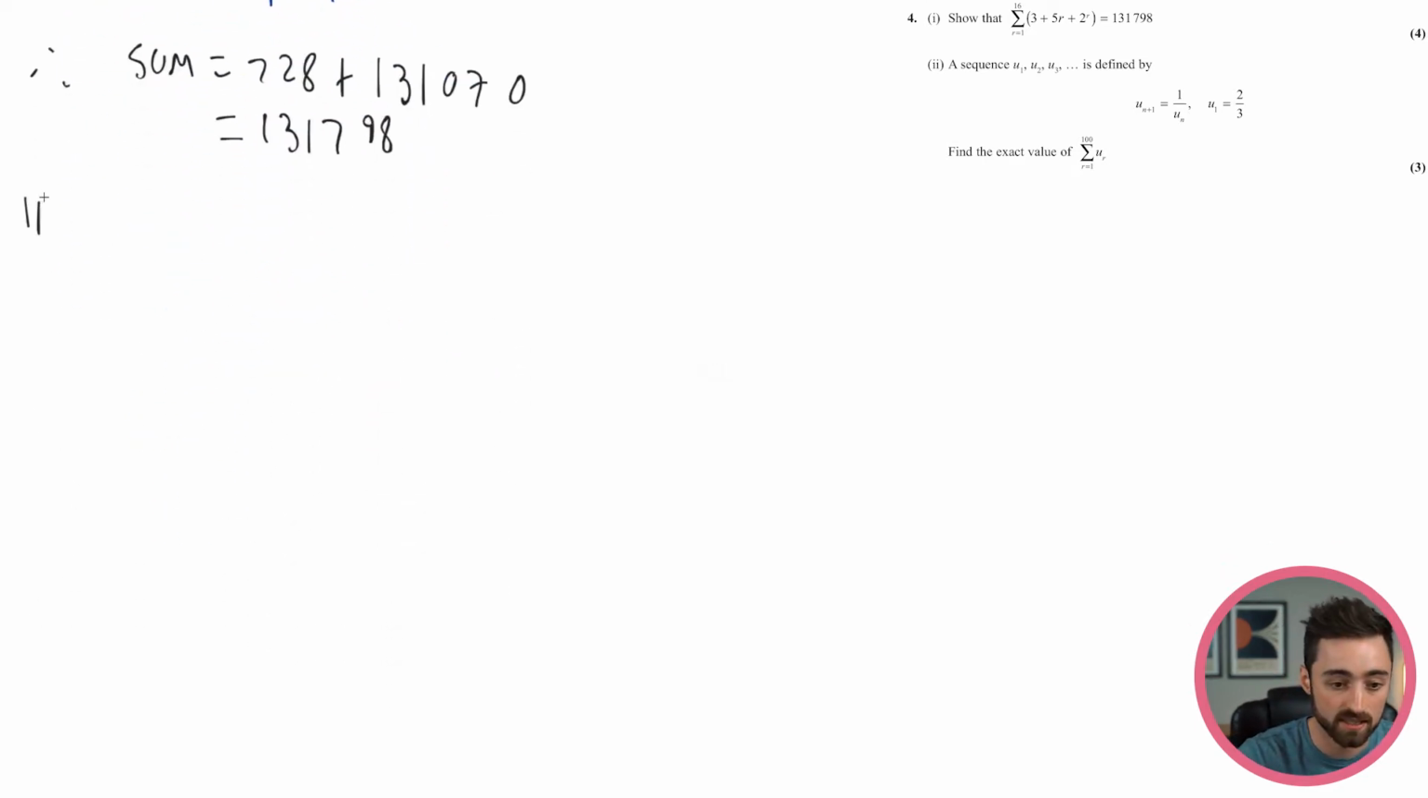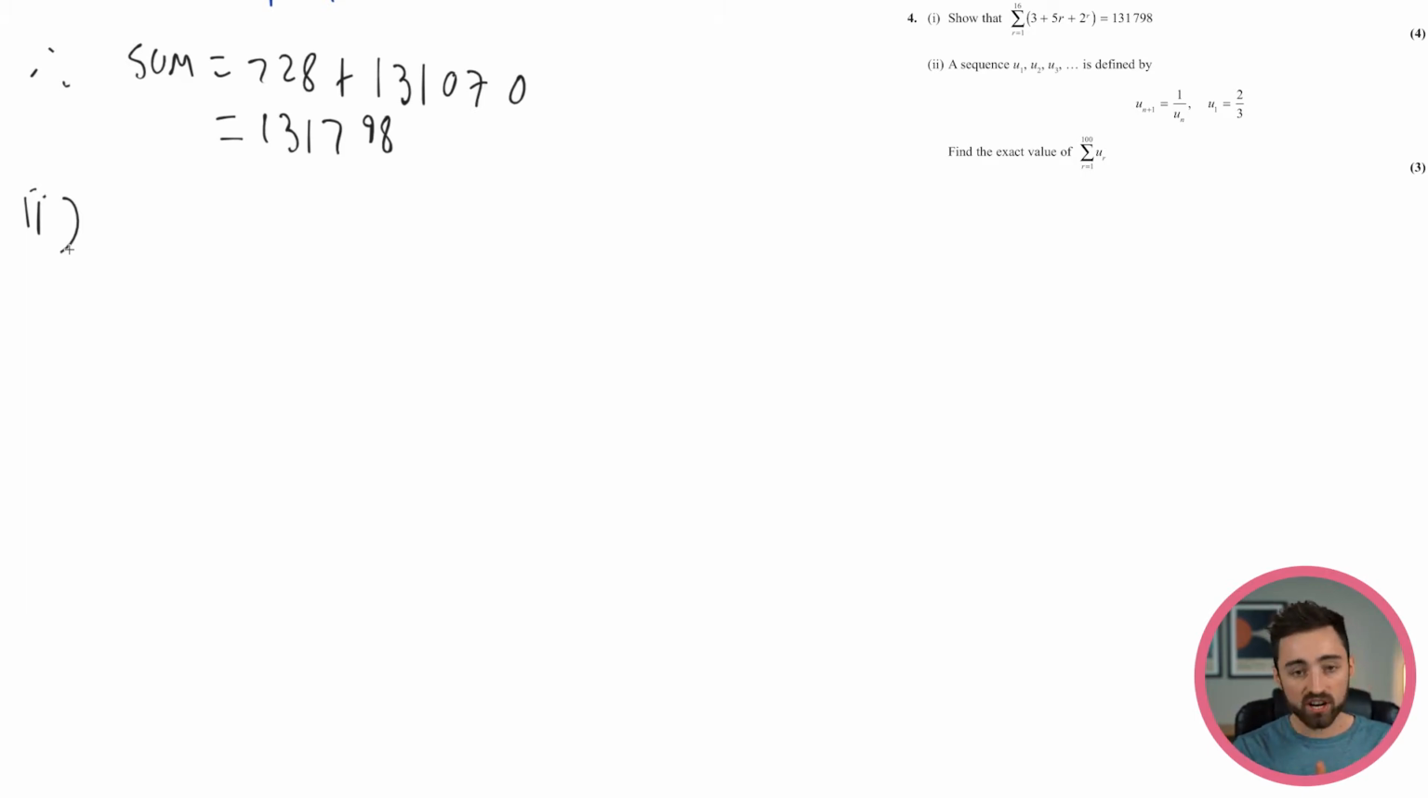Okay, let's look at the second part of the question. A sequence is defined by U of n plus 1, so it's a recurrence relation. So it takes the last term and says, this is what the next term is in terms of the last term. In other words, U of n plus 1 is 1 over U of n. So to get the next term, you just do 1 divided by the last term. And then U of 1 is 2 over 3. Find the exact value of the sum of the first 100 terms, essentially.